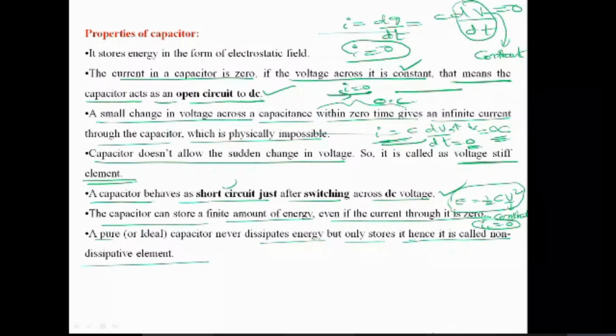All right. So this is about the properties of resistance, inductance, and capacitance and their voltage current relationships.